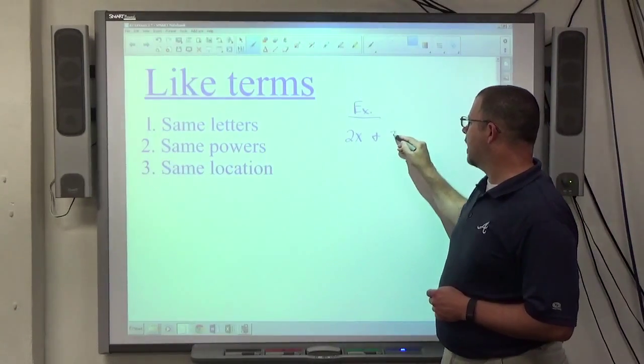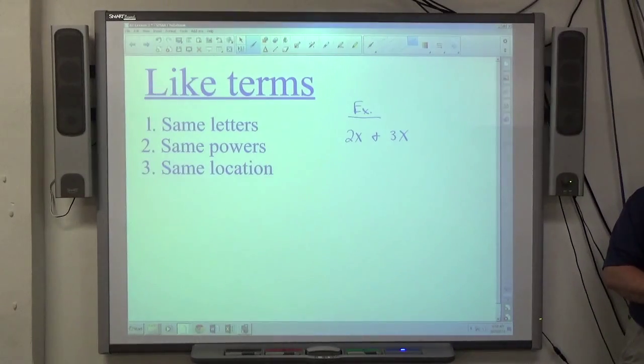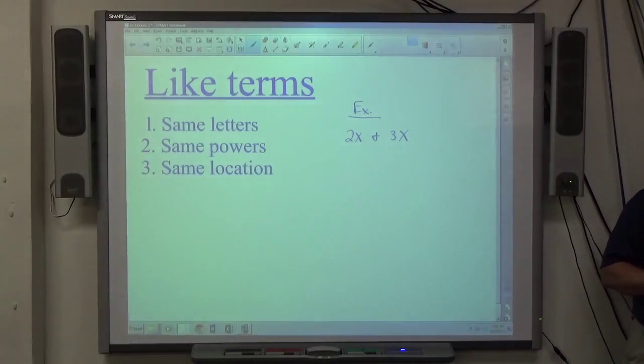2x and 3x are like terms. They both have x, the same letter. Both x's are to the first power, and both x's are in the numerator if they were in fraction form. So they're in the same location.